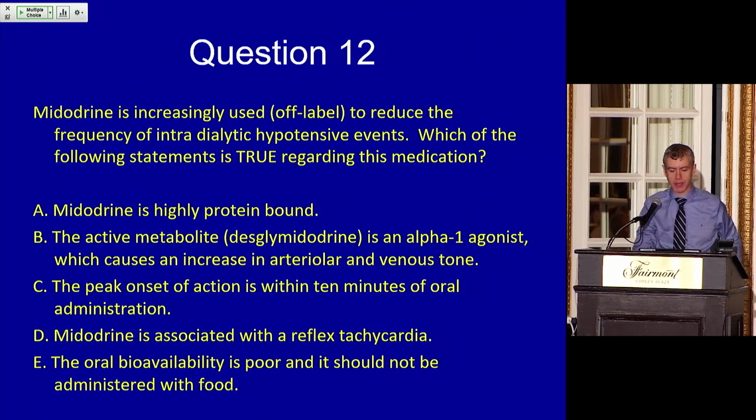So question 12, midodrine is increasingly used off-label to reduce the frequency of interdialytic hypotensive events. Which of the following statements is true regarding this medication? Midodrine is highly protein bound. The active metabolite, desglymidodrine, is an alpha-1 agonist, which causes an increase in arteriolar and venous tone. The peak onset of action is within 10 minutes of oral administration. Midodrine is associated with a reflex tachycardia, or the oral bioavailability is poor and it should not be administered with food. Which of those statements is true?